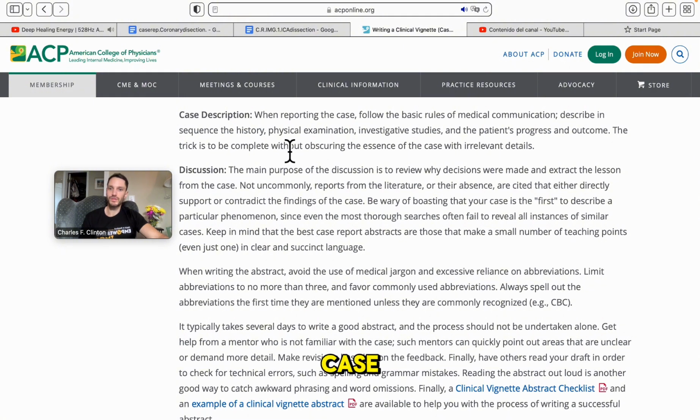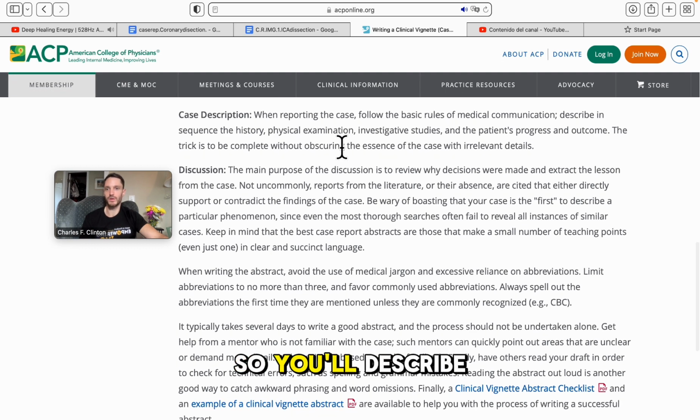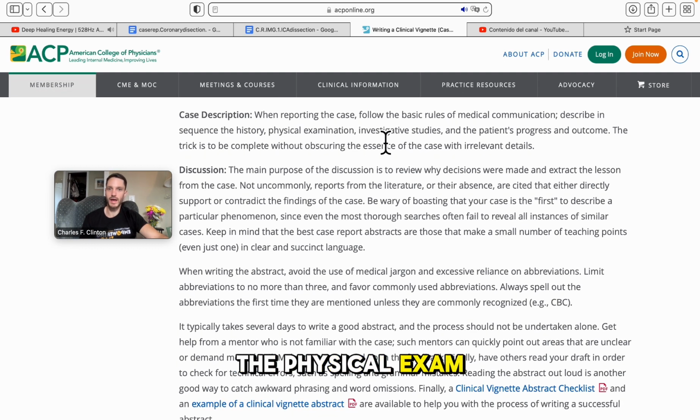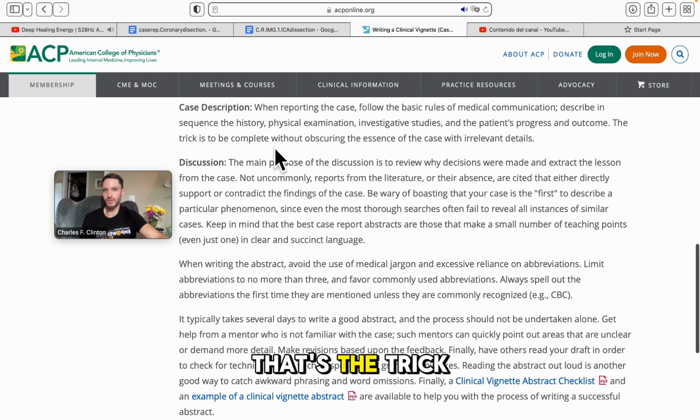So on the case description, this is the same as saying patient presentation. Here you will give the main features of the patient you are talking about. You'll describe the history, physical exam, relevant studies, be it laboratory or imaging, and patient progress and outcome. The trick is to be complete without obscuring the essence of the case with irrelevant details. I can't stress that enough.